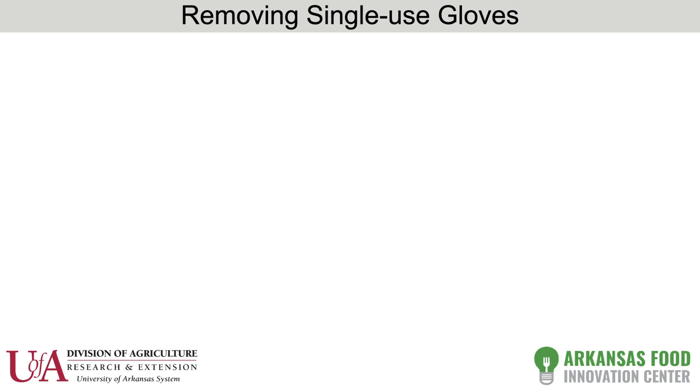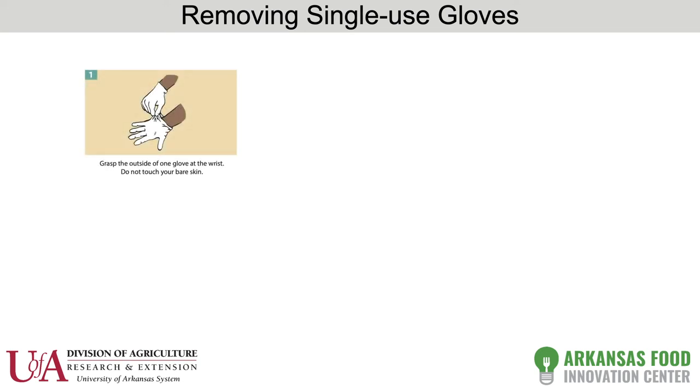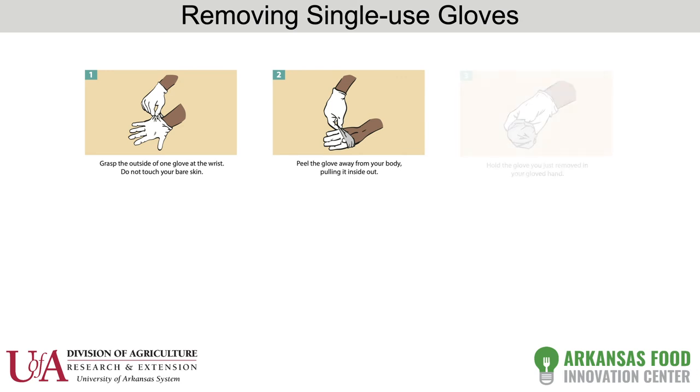Follow these steps to safely remove single-use gloves. Take hold of the outside of the first glove near the wrist. Peel the first glove downwards, away from the wrist, turning the glove inside out as you peel. Pull the first glove all the way downwards until it is removed from the hand. This inside-out used glove should be held with the gloved hand to avoid contaminating the ungloved hand.